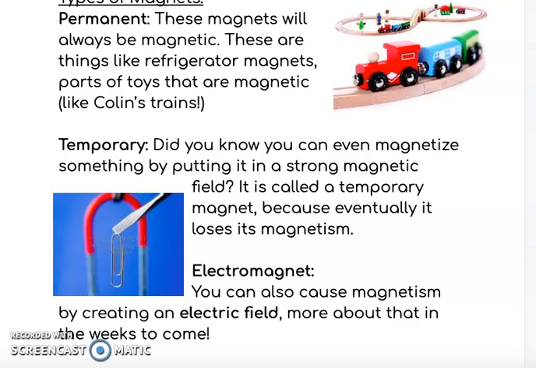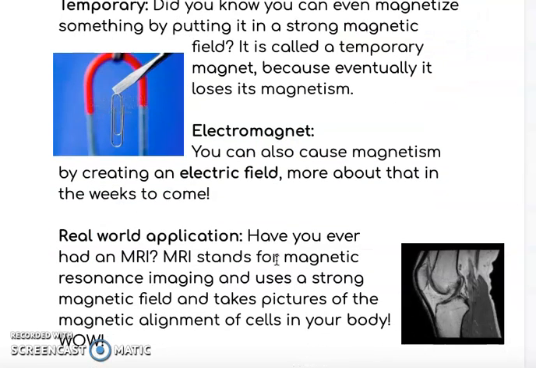It's called a temporary magnet because eventually it's going to lose all its magnetism. It doesn't stay a magnet forever, but you can make objects that are not usually magnetic into magnets. You can also use an electric current to make a magnet. So I'm going to wait and do that with our electricity unit, but we did that lab too. Mr. Pohl and I did that lab too.